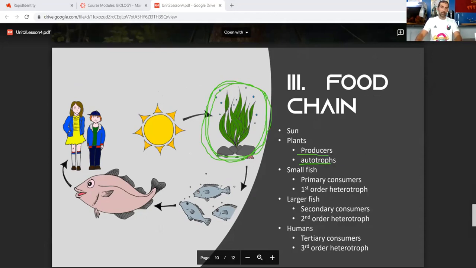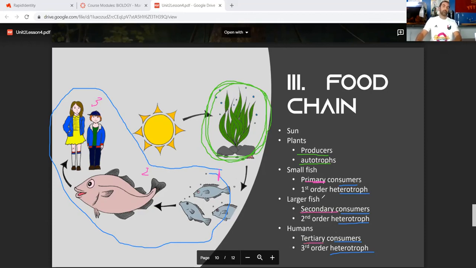Now, in the next step, all of these things would be considered consumers, also known as heterotrophs. There are differentiations between them, based on how far away they are from the producer. The first thing to eat is going to be called a primary consumer. The second thing that eats is going to be called a secondary consumer. And the third thing that eats will be called a tertiary consumer. All right, so it's fairly simple.